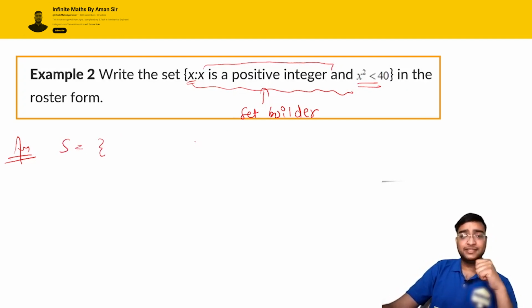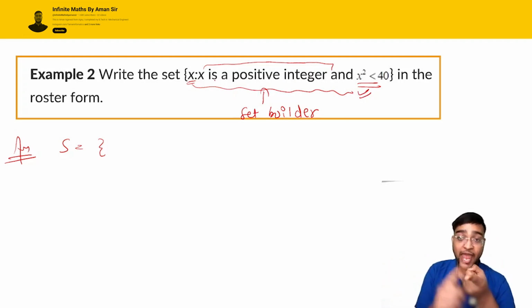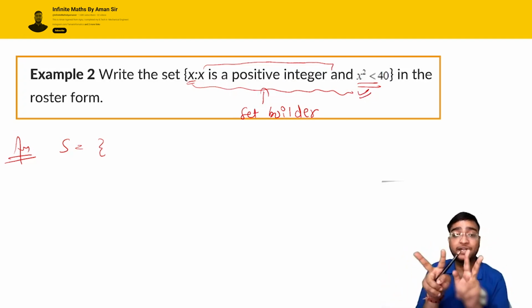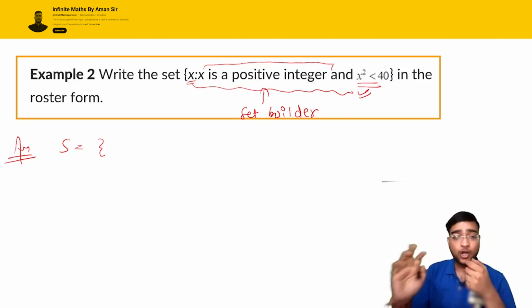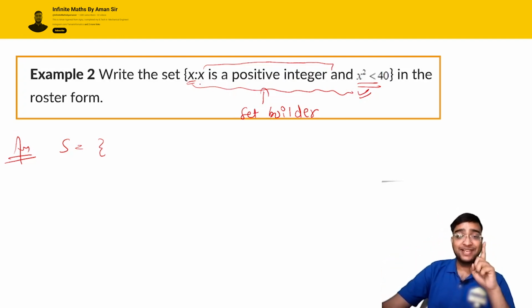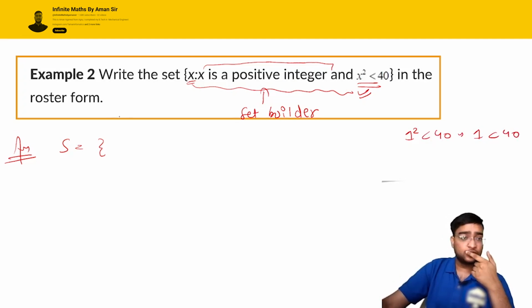So take a positive integer, like 1. Positive integer is 1, so we can say this property also holds. Both properties hold: positive integer holds, and x square less than 40 also holds. If x is 1, then 1 square is less than 40, because 1 is less than 40. So 1 is in the set.